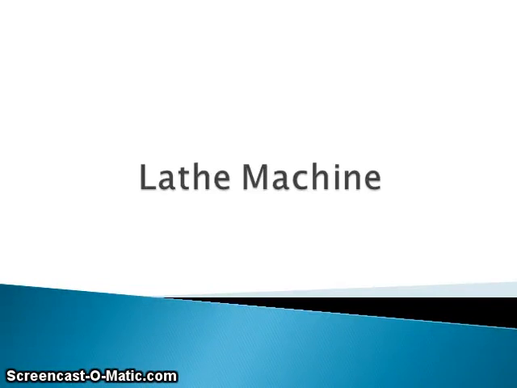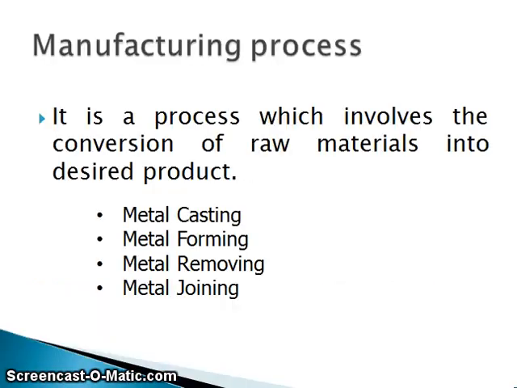Good day, hello everyone. We are going to discuss the lathe machine. Before we start, we should know the manufacturing process. It is a process which involves the conversion of raw materials into the desired product. Manufacturing processes are classified into four types: metal casting, metal forming, metal removing, and metal joining.